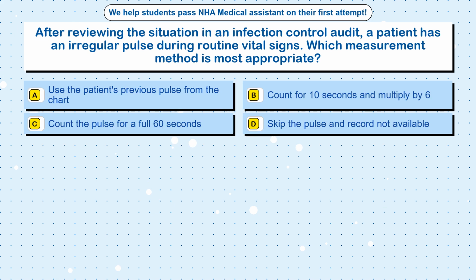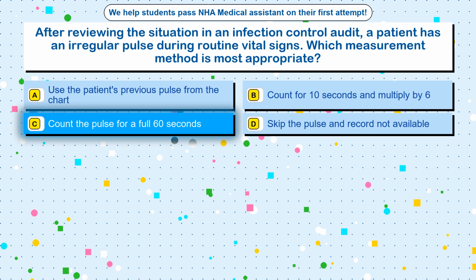Question 41. After reviewing the situation in an infection control audit, a patient has an irregular pulse during routine vital signs. Which measurement method is most appropriate? Option A. Use the patient's previous pulse from the chart. Option B. Count for 10 seconds and multiply by 6. Option C. Count the pulse for a full 60 seconds. Option D. Skip the pulse and record not available.